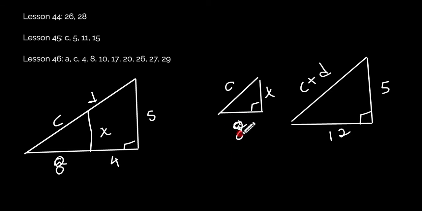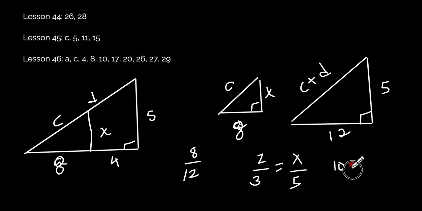Okay, so you're going to set up a ratio with these 2, so it's going to be 8 over 12. I would reduce that and make it 2 over 3. And then to find your X, you're going to do X over 5. So we're going to get 3X equals 10, so X is 10 thirds. I'm doing the problem here. So this X is going to end up being 10 thirds. And then you would do the Pythagorean theorem to get your C. And then you would do another ratio problem like we did in lesson 43.